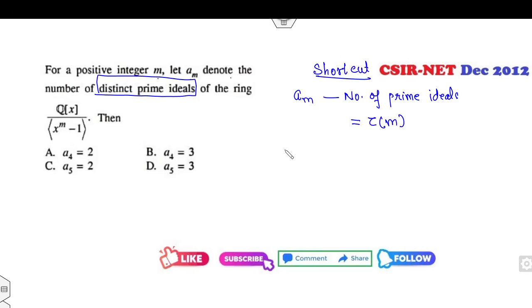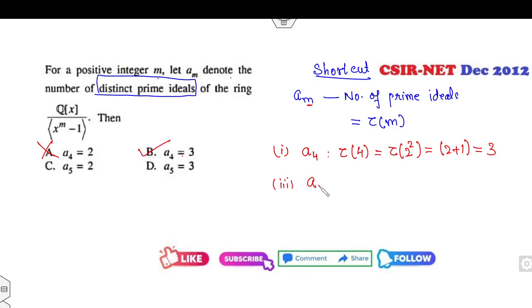First option, A4. If you look at A4, that means m is 4. What is the answer of tau 4? Tau 4 I can write as 2 squared, so that will be 2 plus 1, which will be 3. So the first option is cancelled. A4 is 3, correct answer.